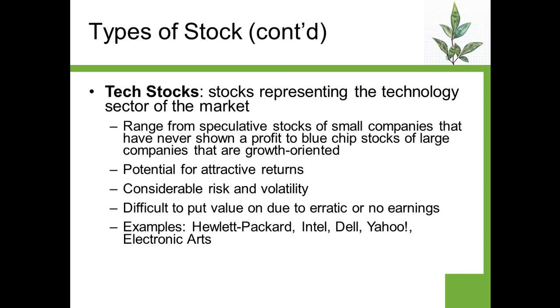They are difficult to put a value on due to erratic or no earnings. They do not pay any kind of dividend to the investors, so it is difficult to find out the value of the common stock of the technological sector. Examples are Hewlett Packard, Intel, Dell, Yahoo and so on. All the technological sector offers technological stocks in the market.